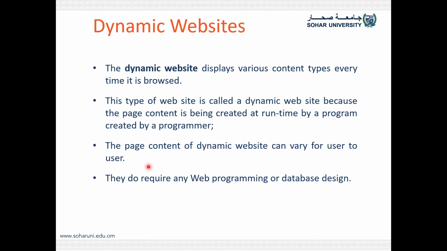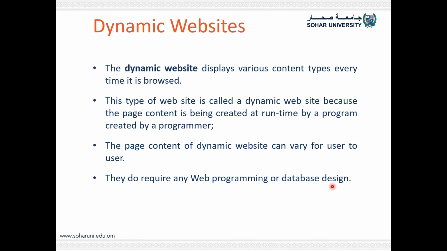Now, another example of a dynamic website is, for example, the weather website. Maybe for me, I'm checking the weather of Sohar, and it will give me details about the weather of Sohar, but maybe my friend is checking the weather of Muscat. So in this case, we can find different content on the page. This kind of website, we call it a dynamic website. Of course, for designing such a dynamic website, it's required to use web programming and database design.